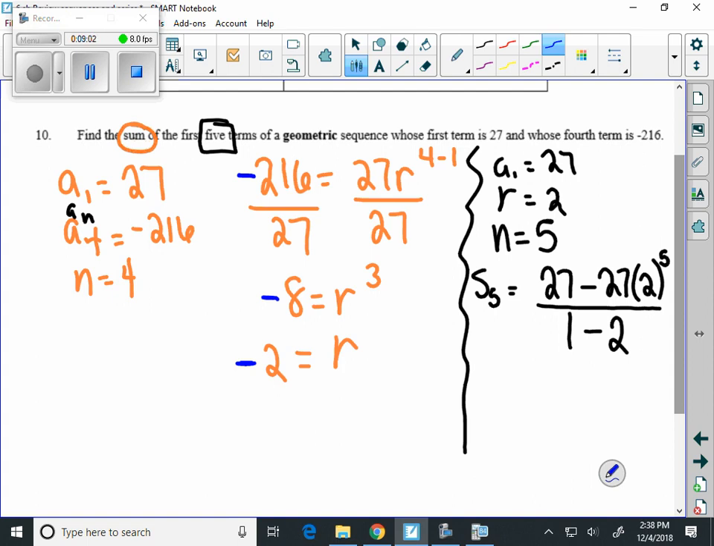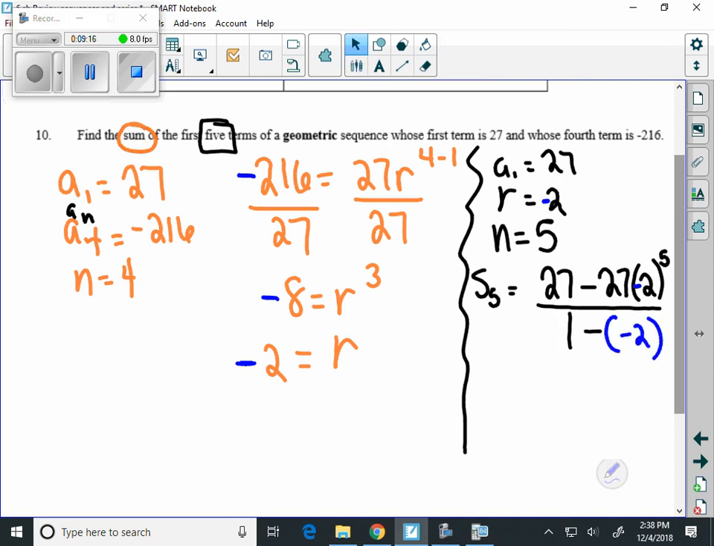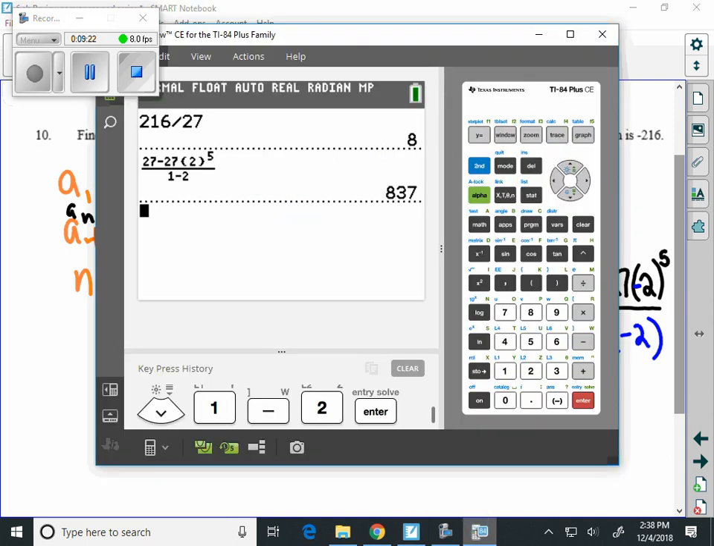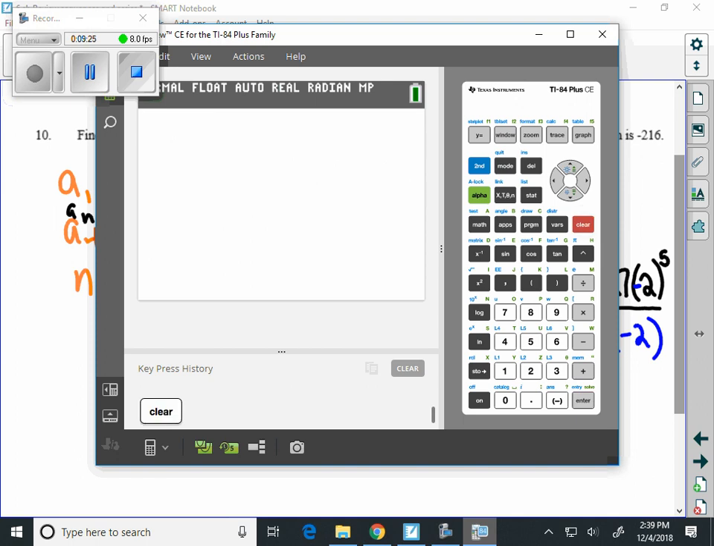And then that means that this is negative 2. So this is negative 2. And then I'm even going to erase right here. This is going to be 1 minus a negative 2. Really sorry, I lost that negative on the problem. So we'll try this again. With the fraction button, alpha y equals, it's going to be 27 minus 27 times negative 2 to the 5th power divided by 1 minus the negative 2.